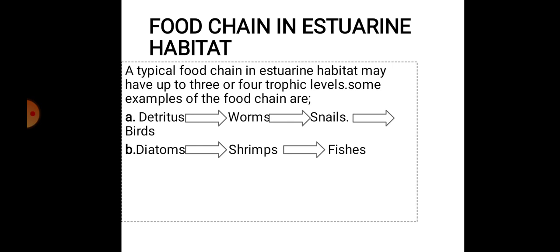Talking about the 3 trophic level chain, it starts with diatoms. Diatoms are tiny organisms, very tiny. You cannot even see them with the naked eye. Then the shrimps will eat the diatoms, and fishes will eat the shrimps. These are the 3 trophic levels.